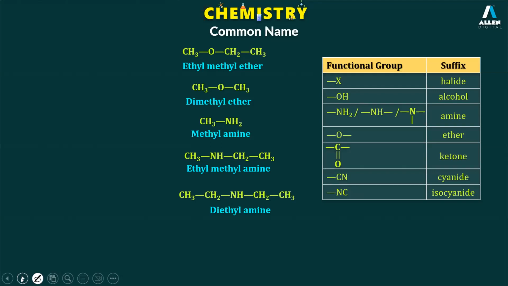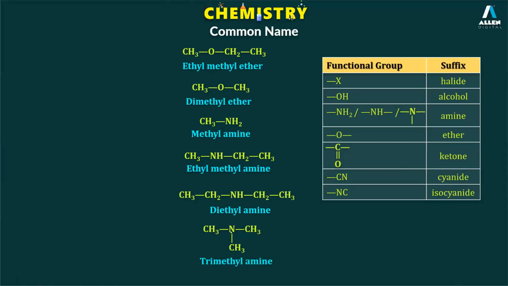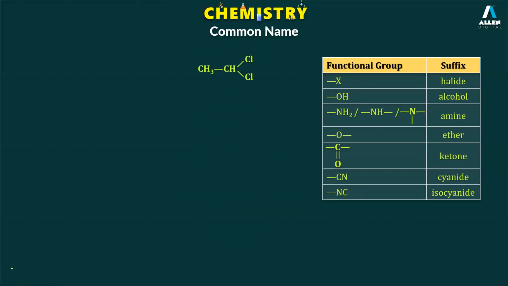CH3CH2NHCH2CH3: diethylamine. Right, very good. What about this one with three CH3 groups? Whether you have a primary, secondary or tertiary amine, it doesn't matter. Just amine is the suffix. And what is the radical? Methyl radicals. So how many radicals are there? 3. So trimethylamine.